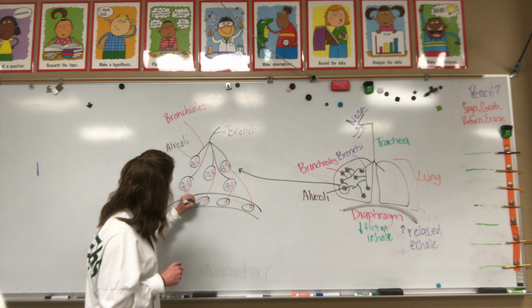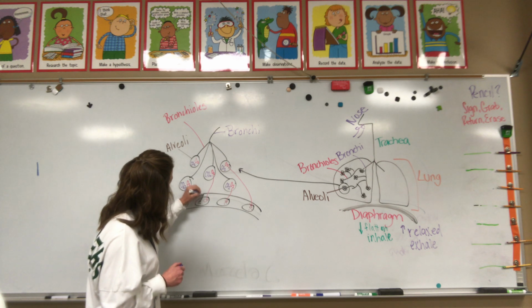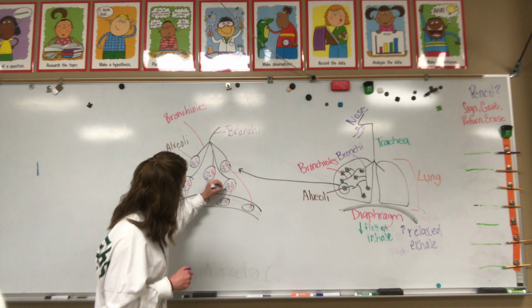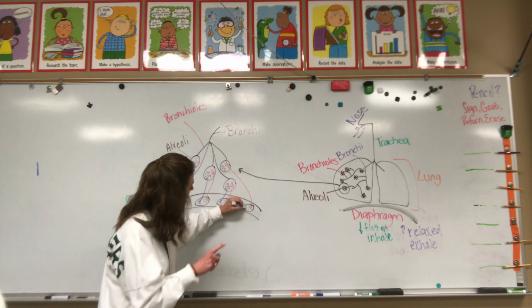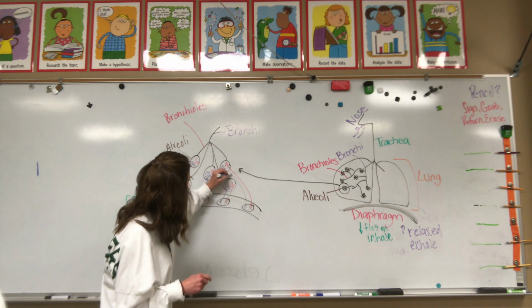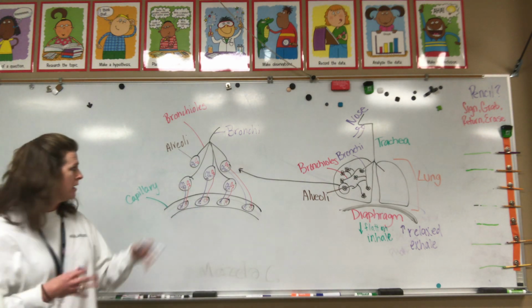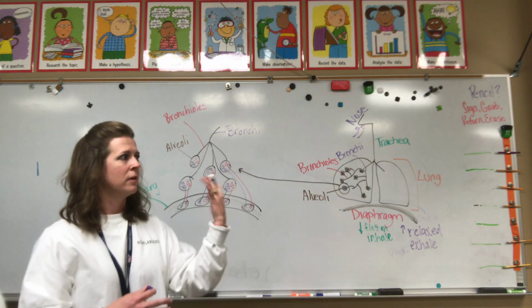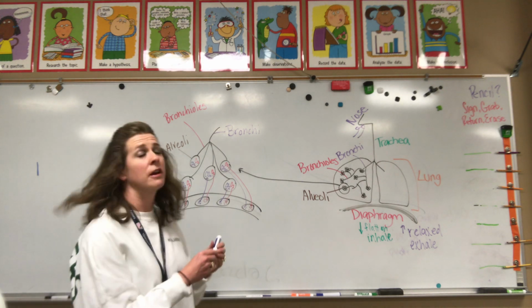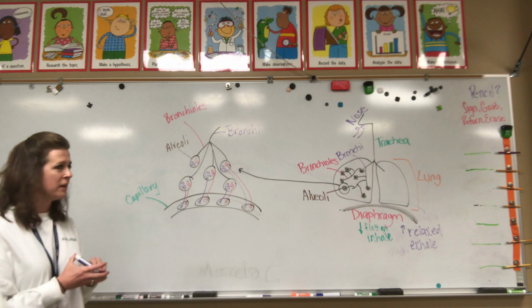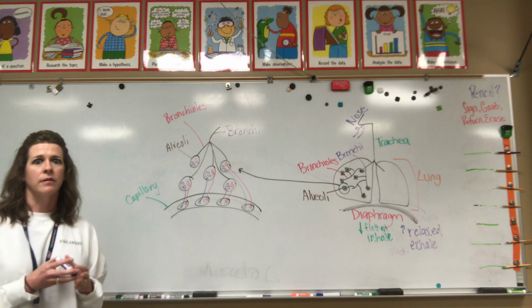So inside the capillaries, your red blood cells are dropping off carbon dioxide, but at the same time, they are picking up the oxygen. So it happens simultaneously. Oxygen is being picked up, carbon dioxide is being dropped off, to be breathed out by the alveoli. And there you have respiration.